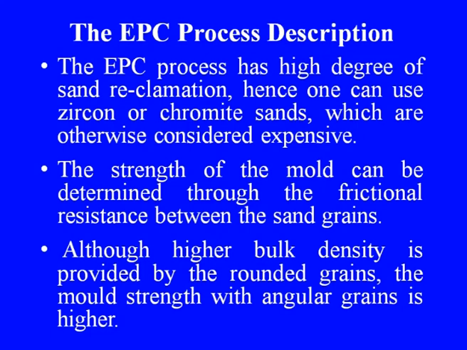The EPC process has high degree of sand reclamation. Hence, one can use zircon or chromite sands, which are otherwise considered expensive. The strength of the mold can be determined through the frictional resistance between the sand grains. Although higher bulk density is provided by the rounded grains, the mold strength with angular grains is much higher.